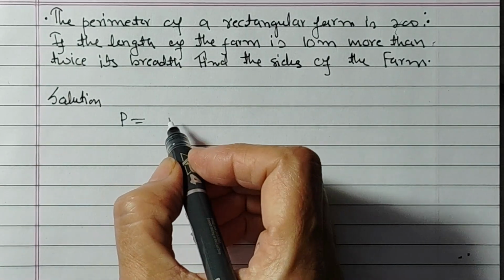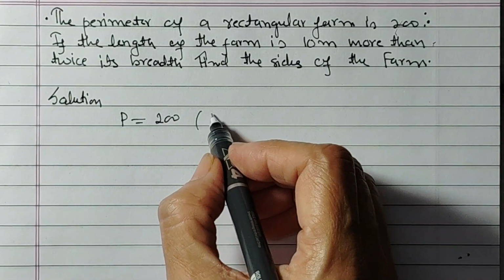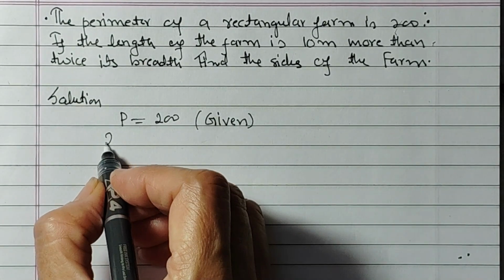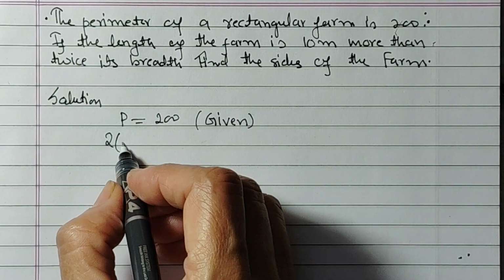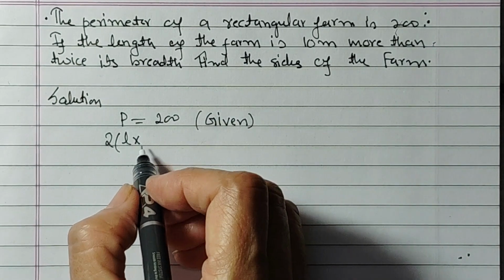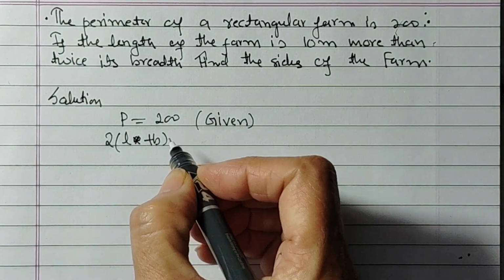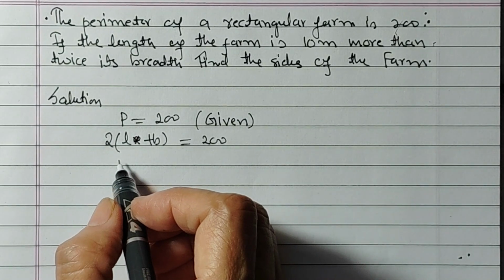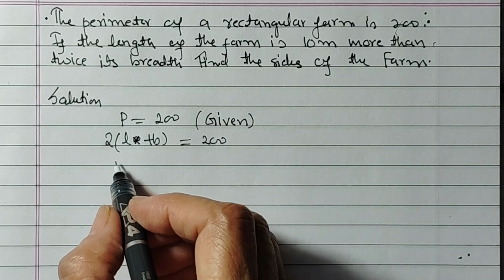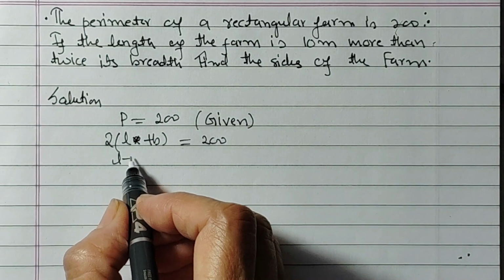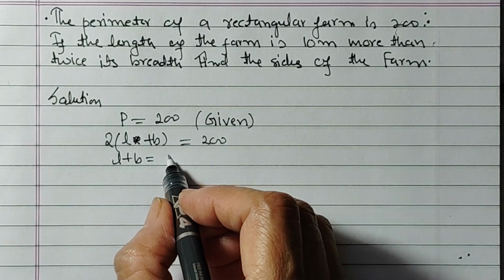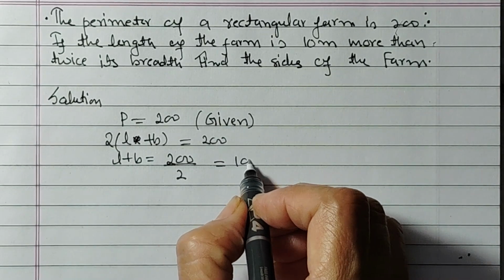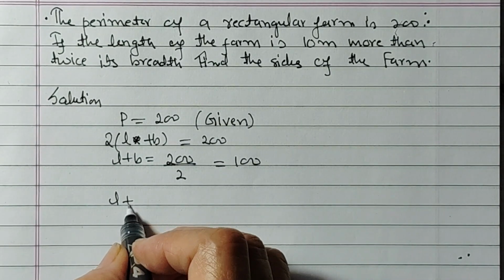P is given and it is 200. Now 2 into L plus B equal to 200. It has been given to us. L plus B will be equal to 200 divided by 2, which is 100. So L plus B is 100.